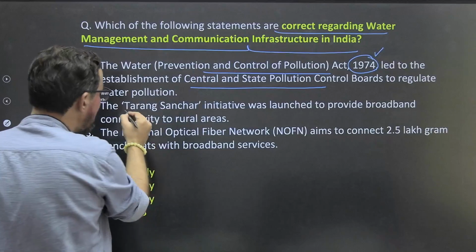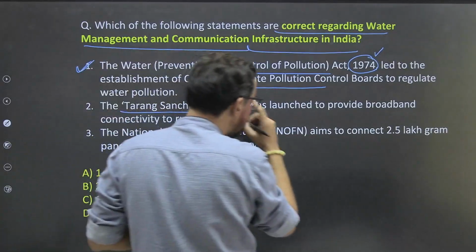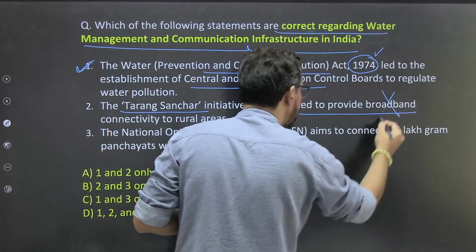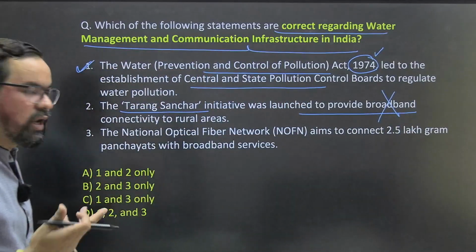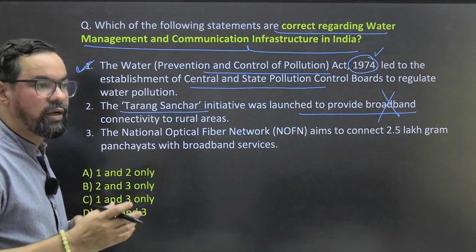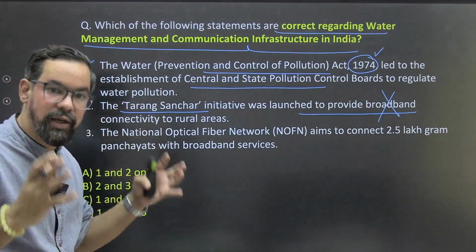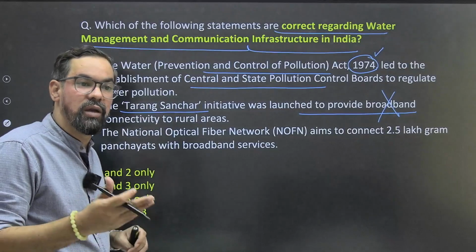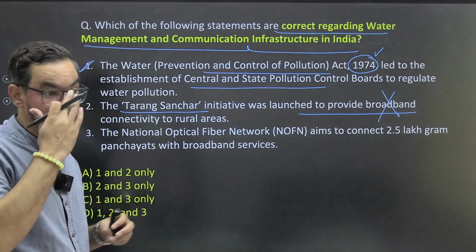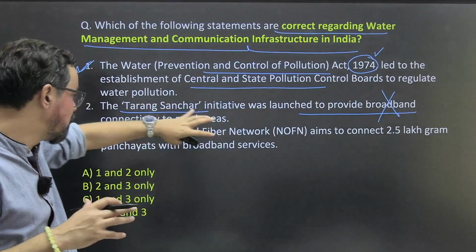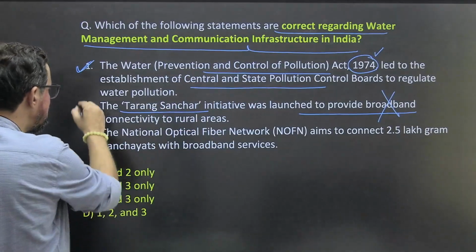The Tarang Sanchar initiative was launched to provide broadband connectivity to rural areas. No, it is not about broadband, it is about networking and mobile connectivity, mobile towers and all, so that's generally part of this. Even the major player is BSNL. Through BSNL, we have established mobile towers in remote areas and all. So this statement is wrong.